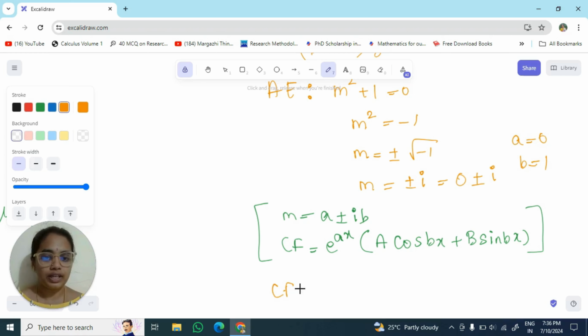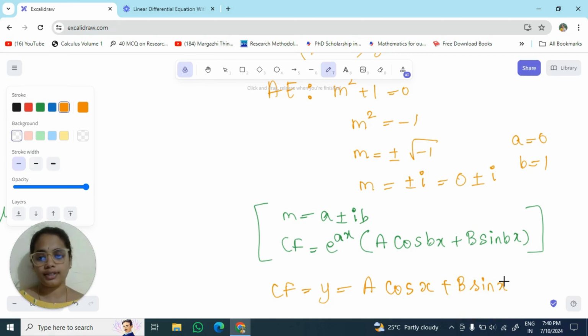So what happens to our CF, which is nothing but our final solution y, e to the power 0x, right? e to the power 0 is 1. So as I was saying, e to the power 0 would be 1 itself. So we would get the final answer as a cos x plus b sin x. Okay, so this is how we solve a linear differential equation of higher order with constant coefficients.